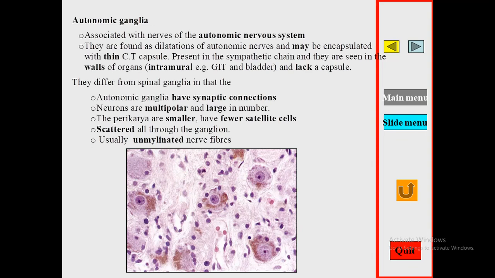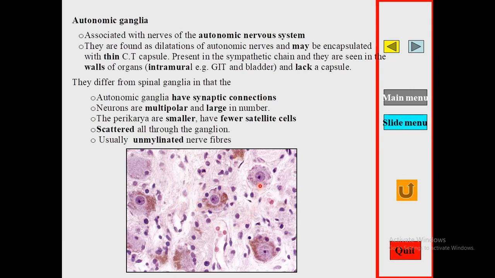There are differences between the dorsal ganglia and the autonomic ganglia. As we said, within the autonomic ganglia we have synapses. Usually those types of neurons form synapses. In dorsal root ganglia we do not have synapses. The type of neurons in autonomic ganglia are multipolar neurons, while in dorsal root ganglia they are unipolar neurons. The density of satellite cells is less than in the dorsal root ganglia, and usually the axons are unmyelinated.